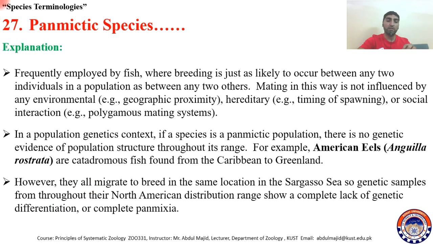So, the genetic samples from throughout their North American distribution range show a complete lack of genetic differentiation. This means there is no genetic differentiation in them because they all come from the Caribbean to Greenland, and they come to the Sargasso for breeding, and that's why they lack genetic differentiation. They are the same or similar, not the same, similar, so they show complete panmixia.